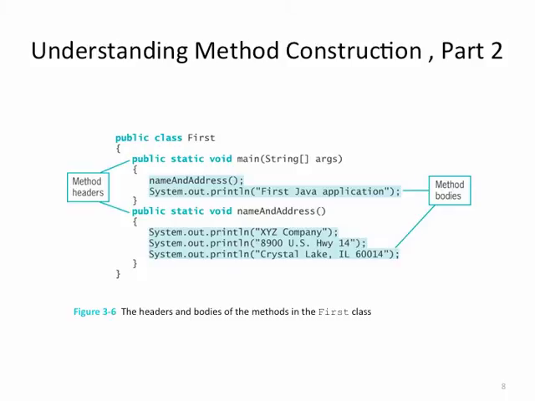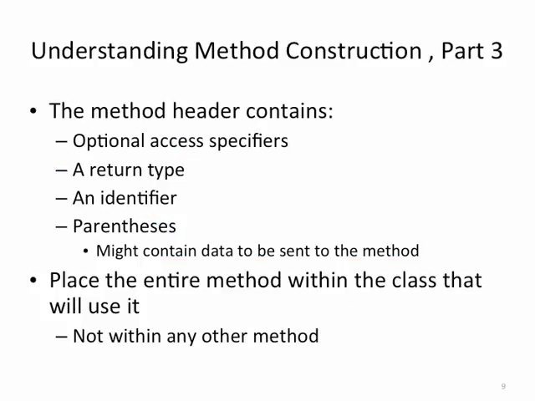When the name and address method is finished, at that closing brace, it would transfer control back up to where it was called and then execute the line that follows. So the output of this particular program, this class, would be XYZ Company, 8900 US Highway 14, Crystal Lake, Illinois 60014, first Java application. First Java application would follow the name and address. Can you see why?